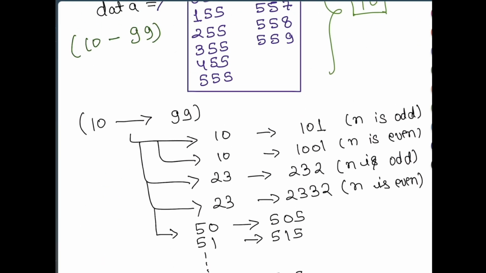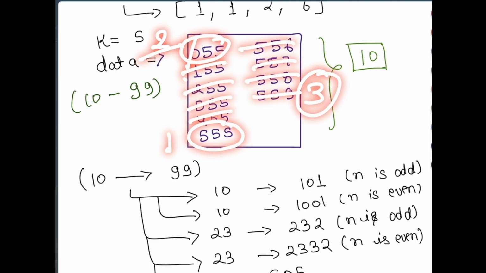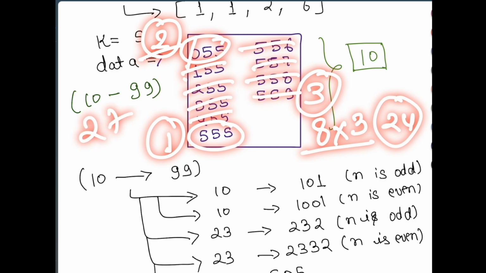If you want to find out the output, I will tell you. For this 055, you can form 2 combinations because you cannot start with 0. For this 555, you can form just 1 combination because all the digits are the same. For other numbers, you can form it 3 times. So we have 8 other numbers forming 3 different arrangements. That's 24 plus 2 plus 1. That's 27. That is your output.